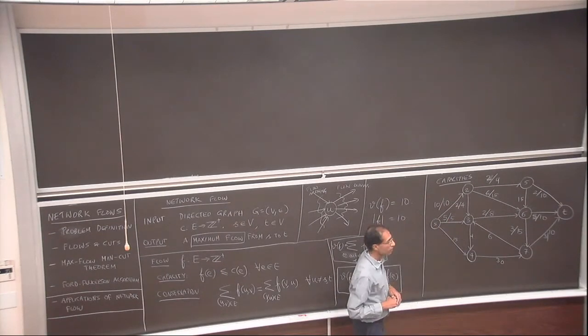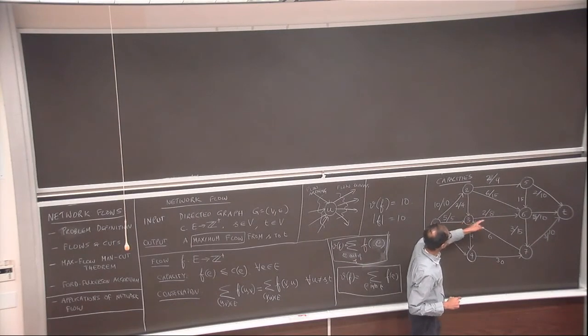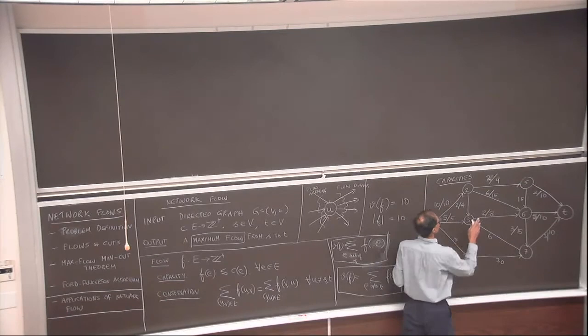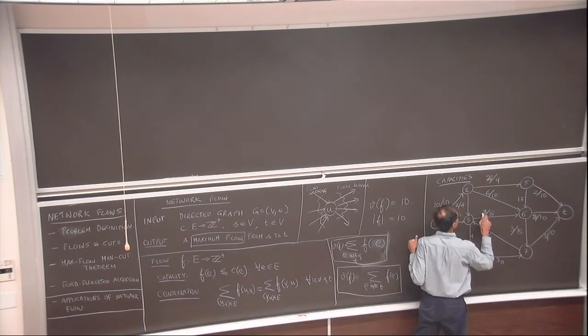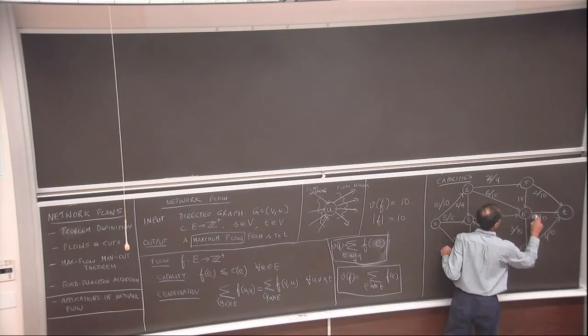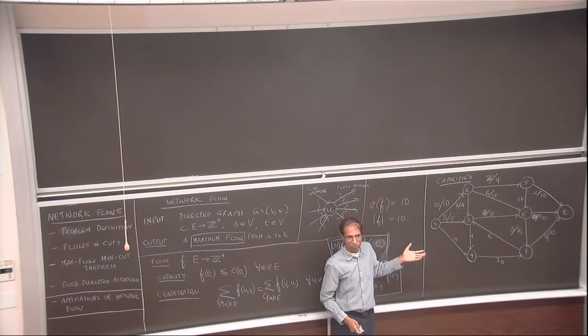So we send 5 units here. This 5 units, all of it can be sent along this now, because this was 2, now it can increase to 7, and this can increase to 10. Good. So now we've increased the value of the flow from 10 to 15.